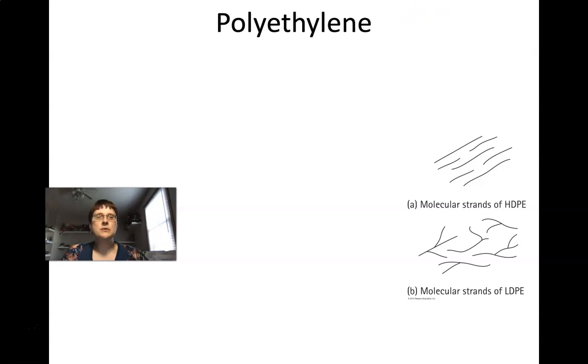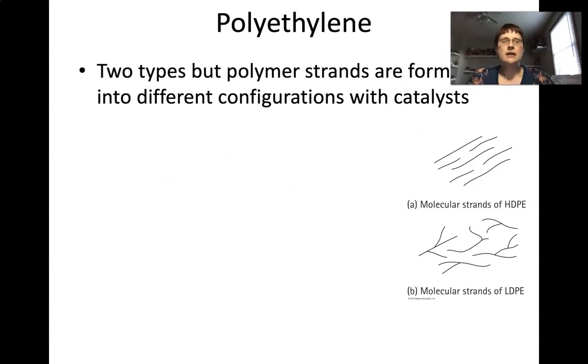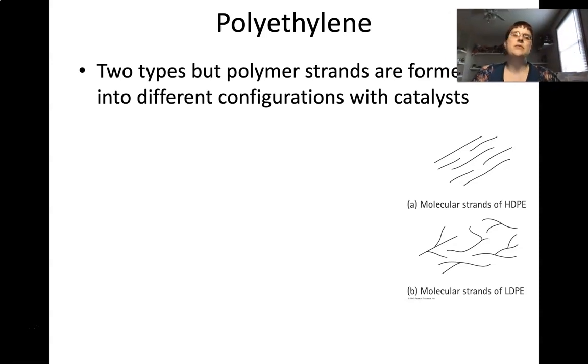The first one we're going to look at is polyethylene. Polyethylene, there are two types. You can see them right here: HDPE, LDPE, PE for polyethylene. They're still the same polymer, so they're both made out of polyethylene. Poly for the polymer, ethylene for the monomer that was put together.